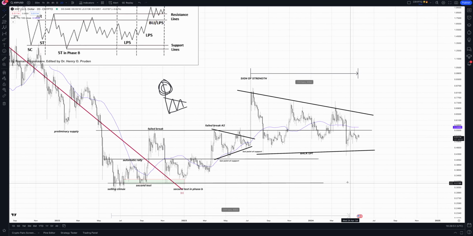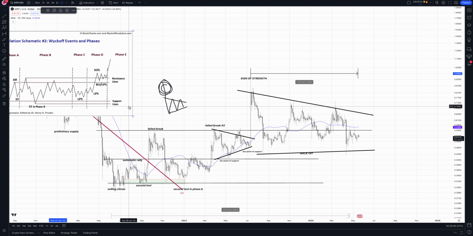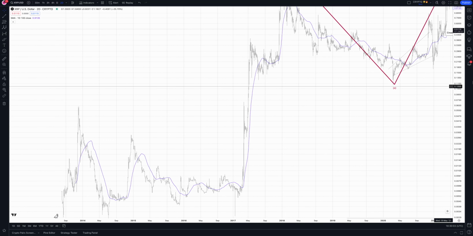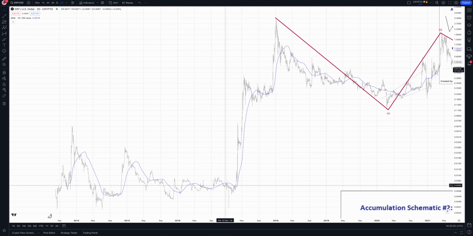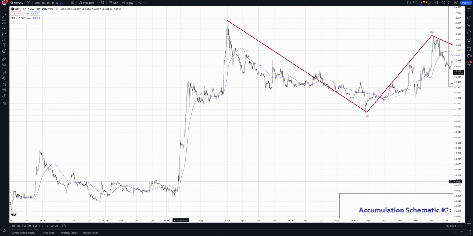Once we do enter into phase E, which will be very soon, in 2024, it's going to go very parabolic, much like it did back in 2017, 2018. You guys see that? How it's just one straight line up like that? To the naked eye, you wouldn't even be able to decipher what's going on. Once we have this huge push up, the normal retail trader wouldn't be able to decipher what's going on.